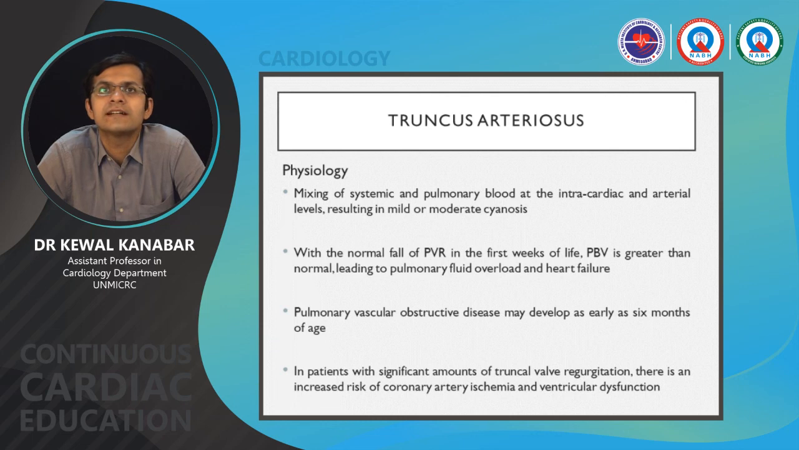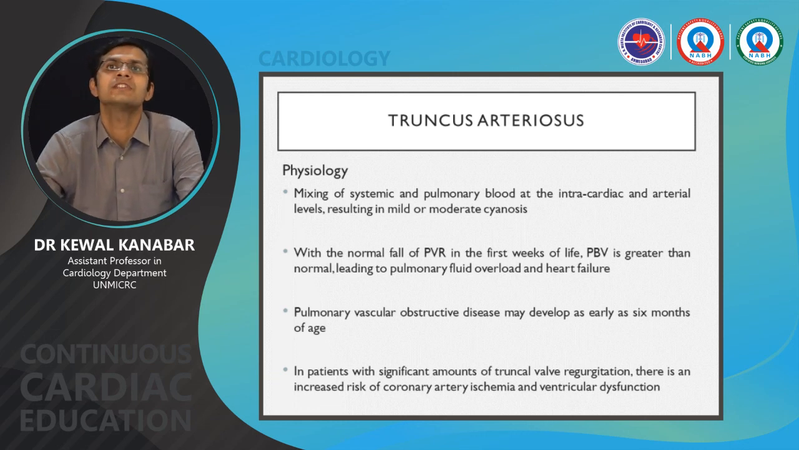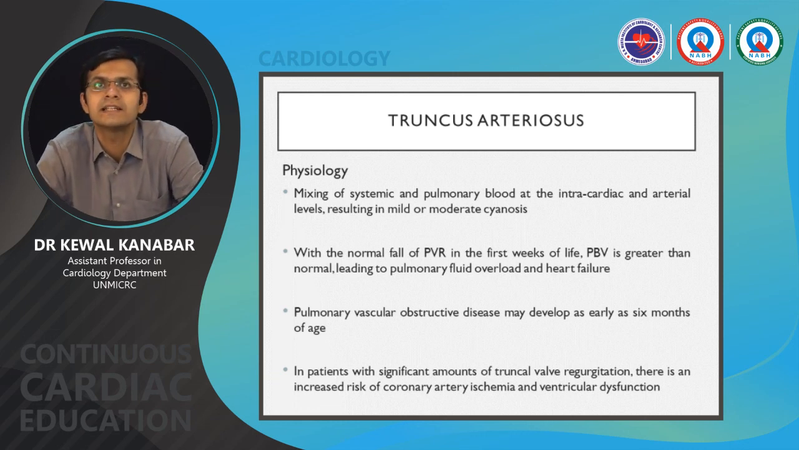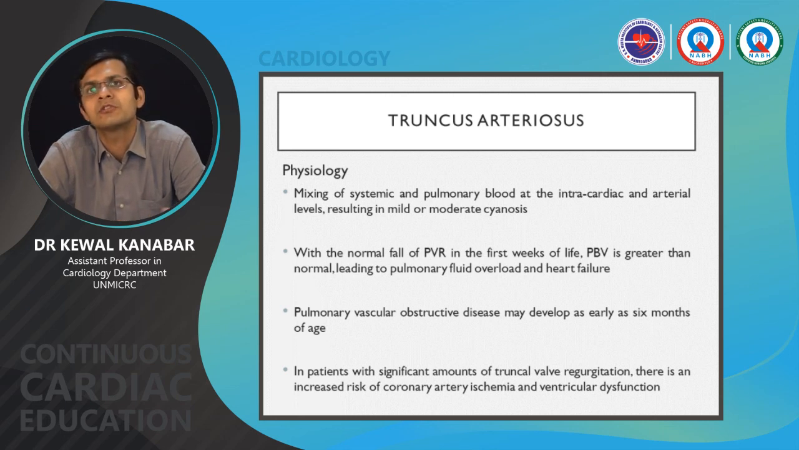The physiology is that it is basically an admixture physiology. There are several diseases which come under admixture physiology, like common atrium, totally anomalous pulmonary venous return, and truncus arteriosus. So truncus arteriosus is one form of admixture physiology where the admixture is taking place at the great arterial level, and that is why patients are usually not deeply cyanosed. There is some moderate amount of cyanosis, but with the progressive fall in pulmonary vascular resistance at around 4 weeks after birth, pulmonary blood flow is going to increase and patients will usually come to us with congestive cardiac failure.